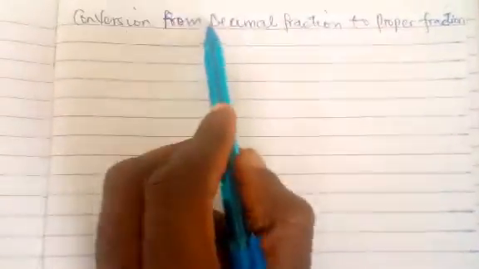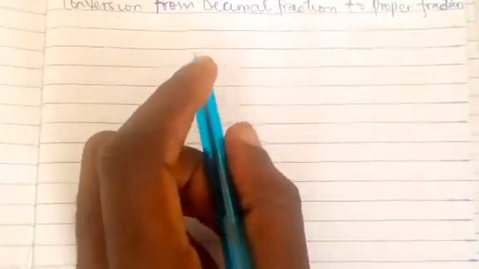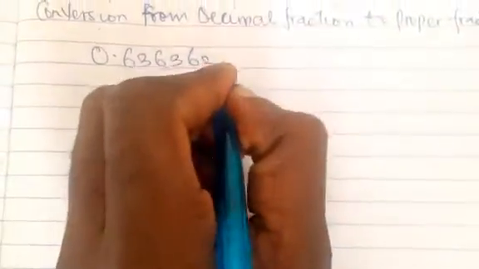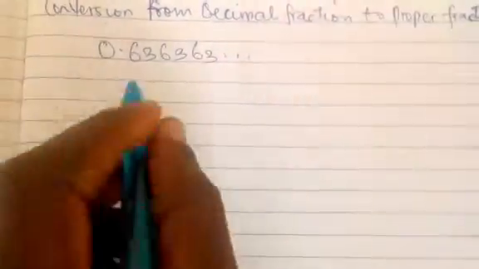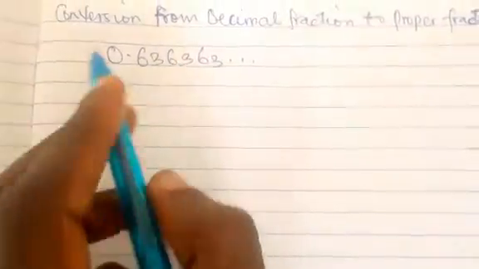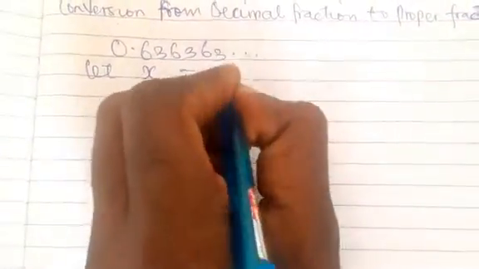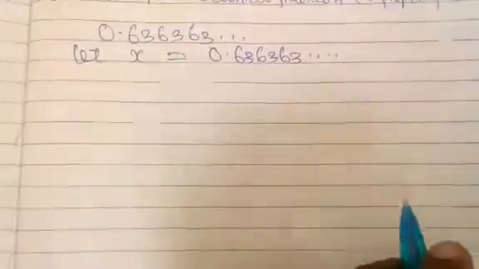We look at conversion from decimal fraction to proper fraction. We'll look at some tricks to convert 0.636363 till infinity to proper fraction. Now to do this, we say let x equal 0.636363 till infinity.